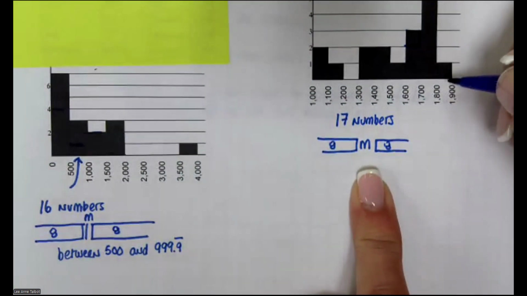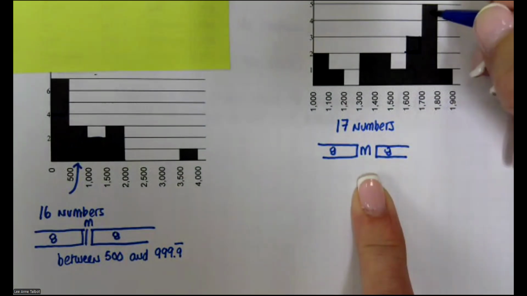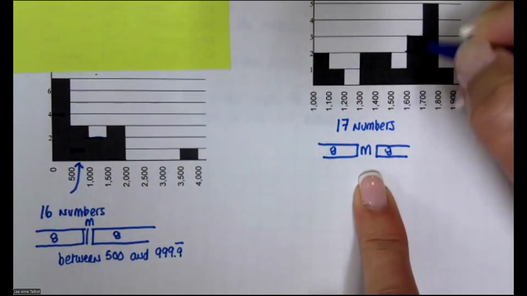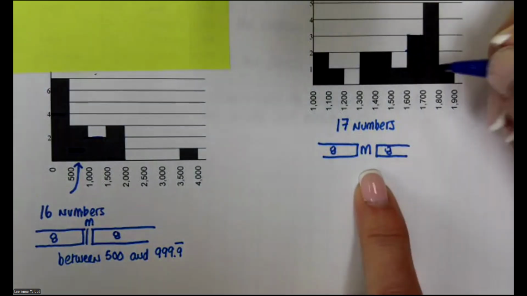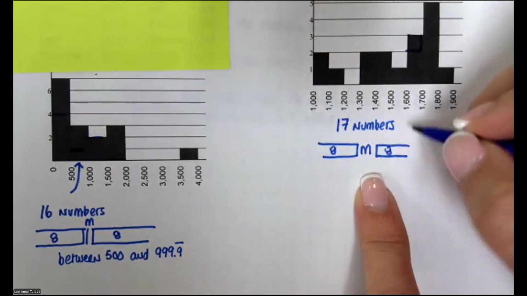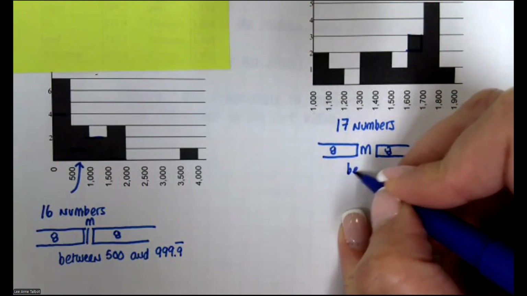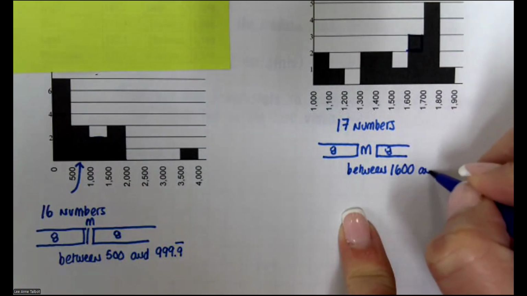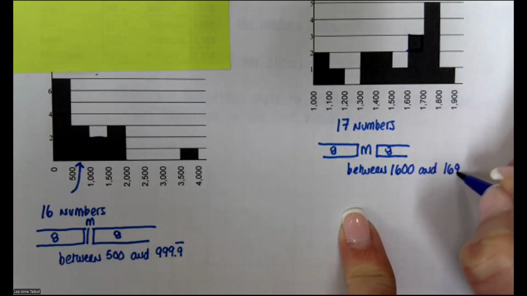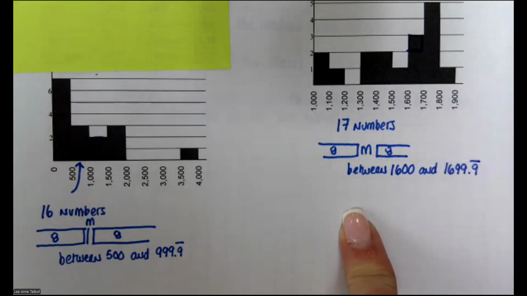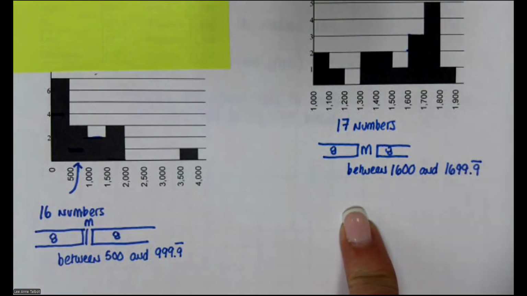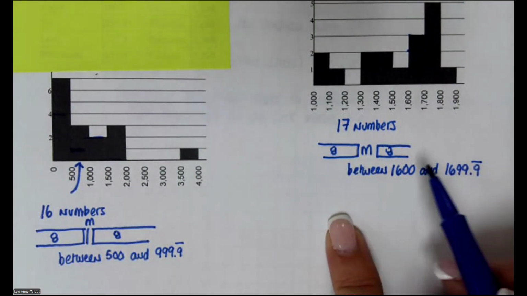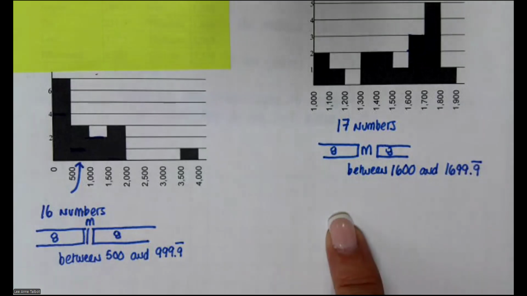Let me count from the other direction just to be sure. 1, 2, 3, 4, 5, 6, 7, 8. Any one of these 3 boxes is going to be the same bar. So our median would be between 1600 and 1699.9 repeating. And then same process for the quartiles. You would go 4 in from the bottom and 4 in from the top.